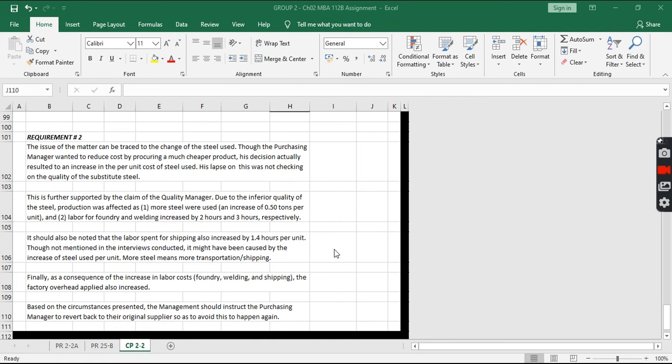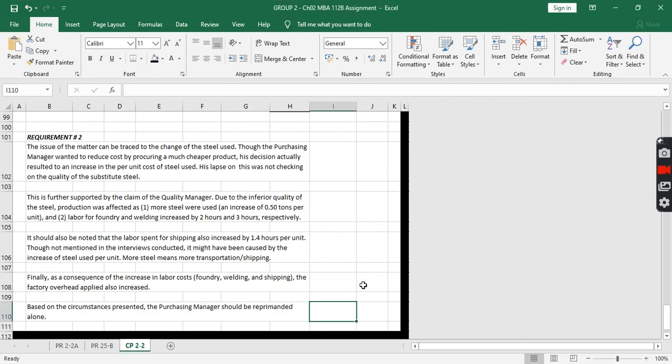Based on the circumstances presented, the management should instruct the purchasing manager to revert back to their original supplier so as to avoid this to happen again. So with that, the case assigned to the reporters is done, and that's the end of our report.